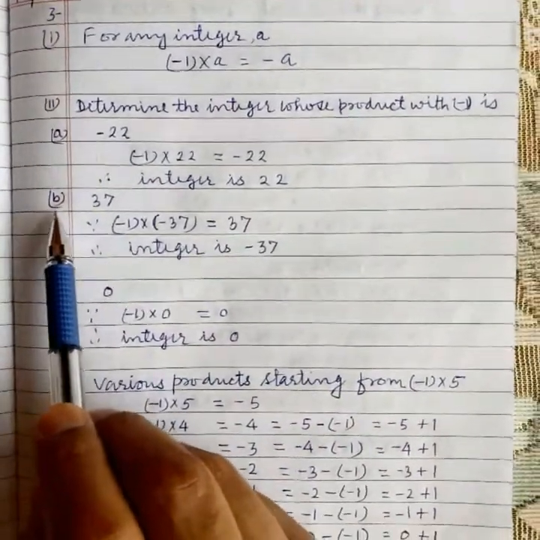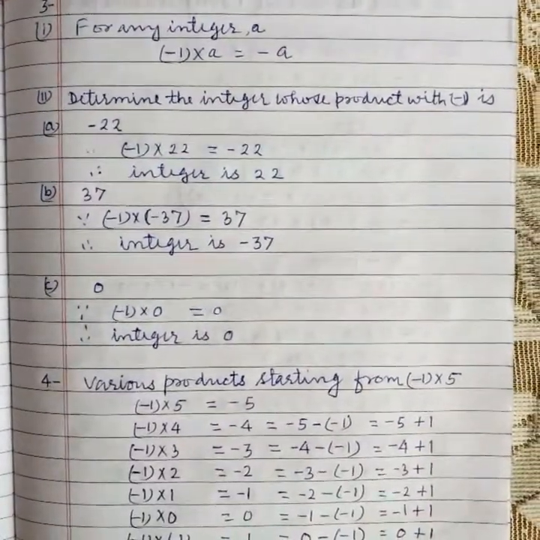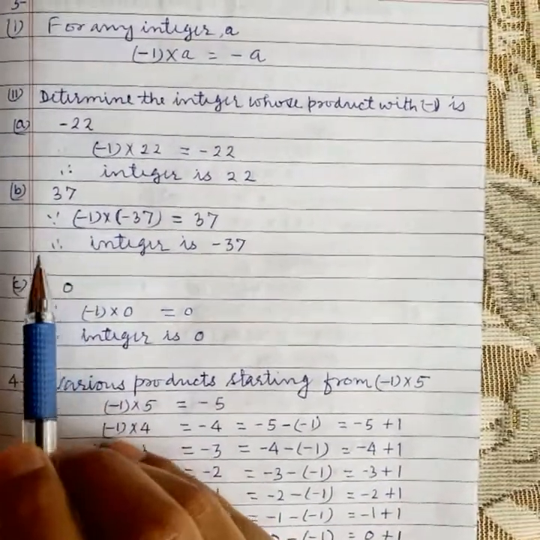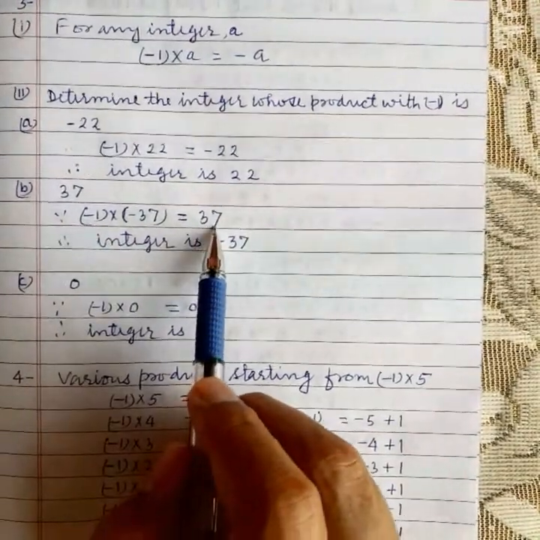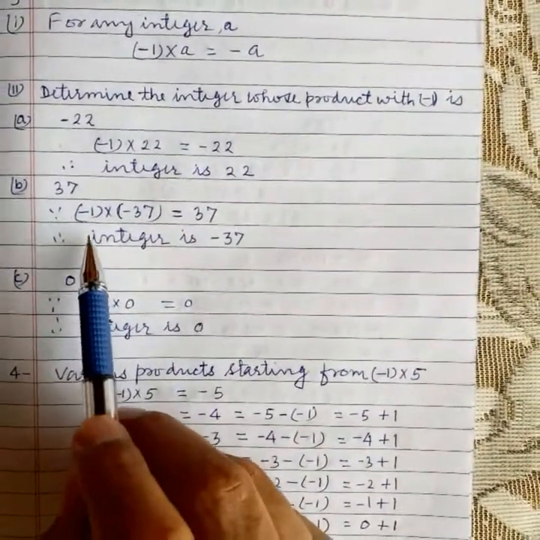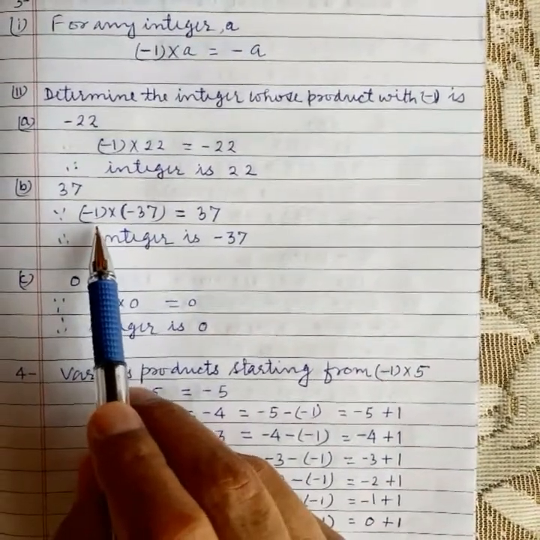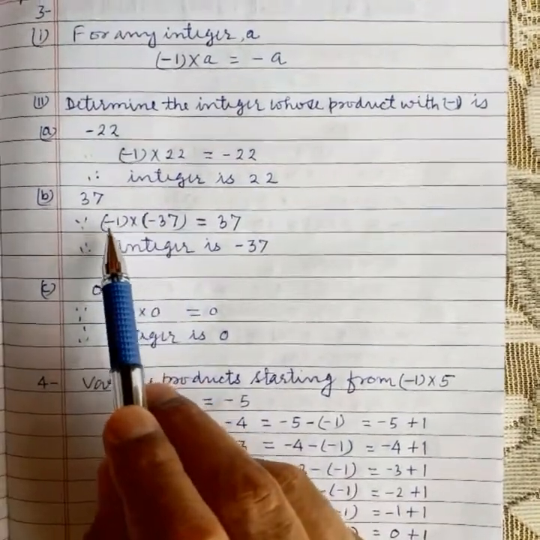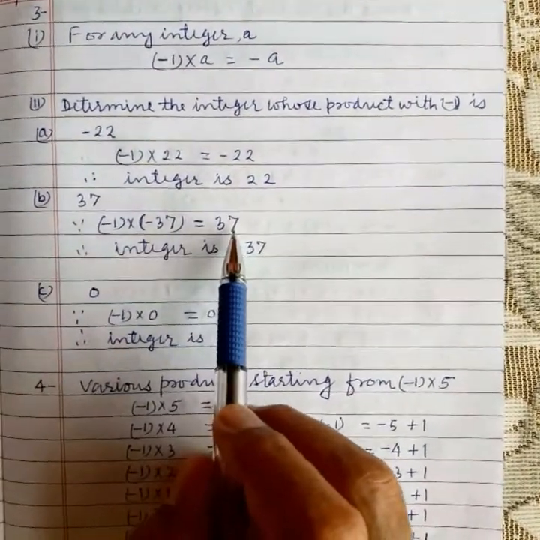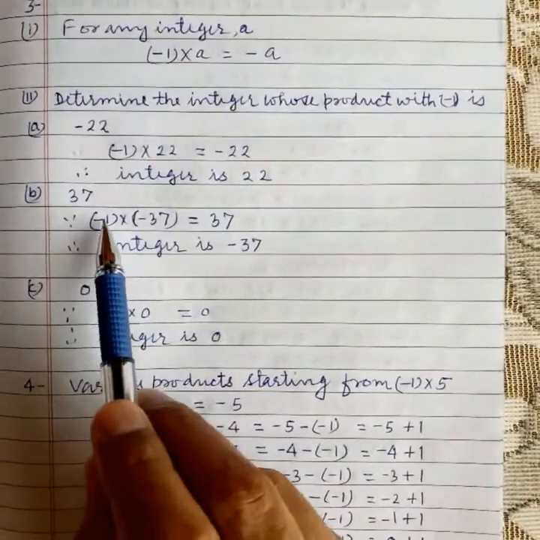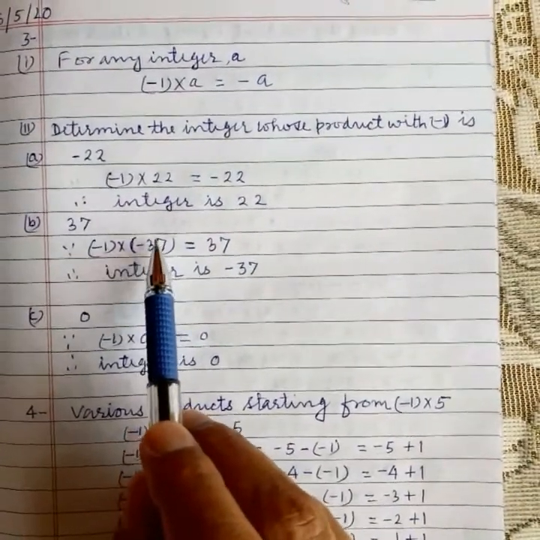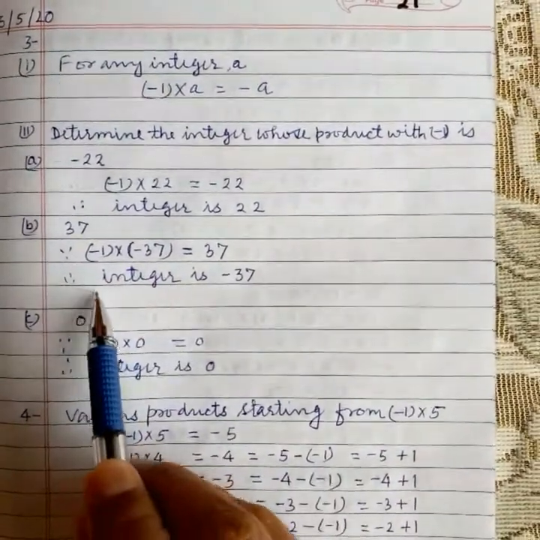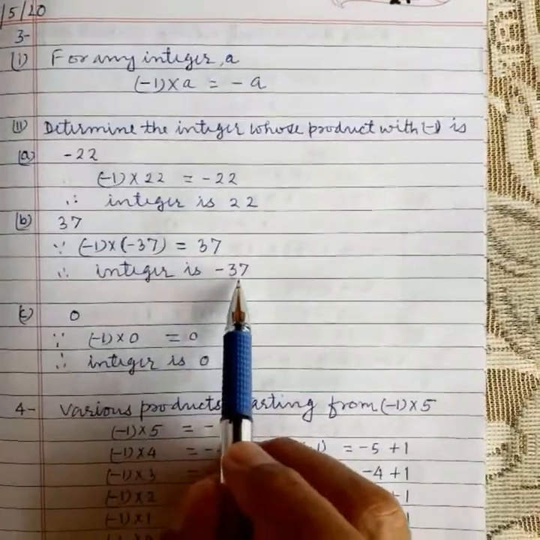In the B part, we have to find an integer whose product with minus 1 is 37. So here the product is a positive integer. Therefore we have to take a negative integer whose product with minus 1 will be a positive integer. So here minus 1 into minus 37, minus and minus, it will become plus 37. So the required integer is minus 37.